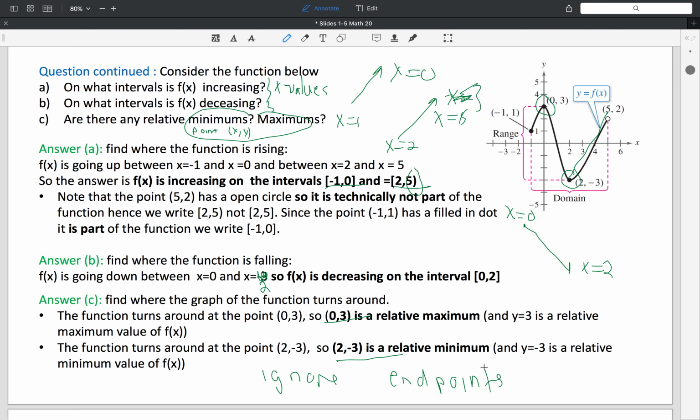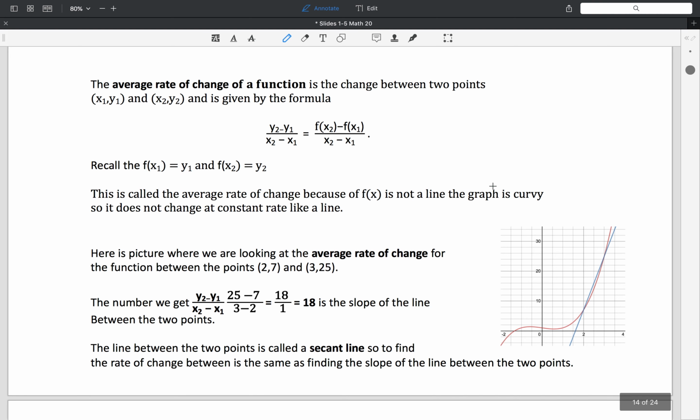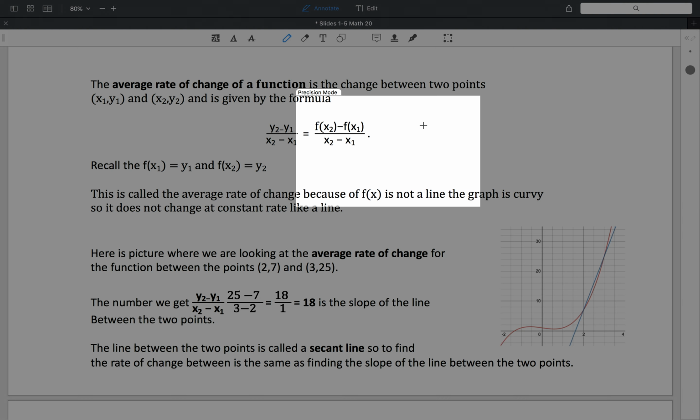Okay, so on to the next concept. It's going to be the rate of change of a function. And just so you understand, if you're looking at the graph, the red is going to be the function, the graph of y equals f of x. And then the blue is going to be the line between 2 points. And I'll go into more detail about what that means.